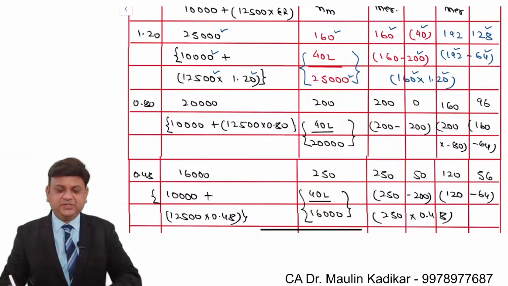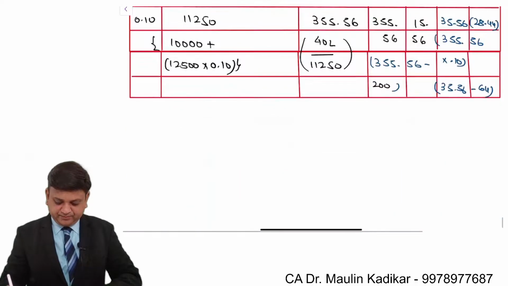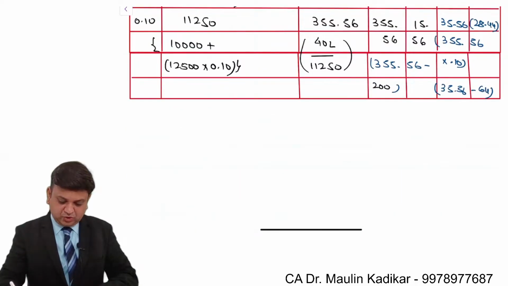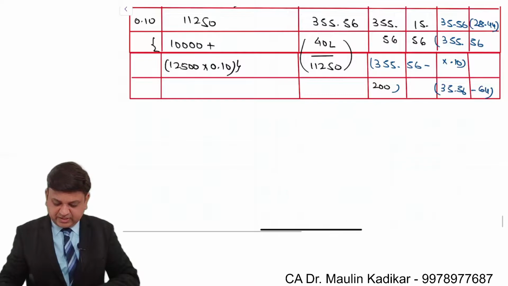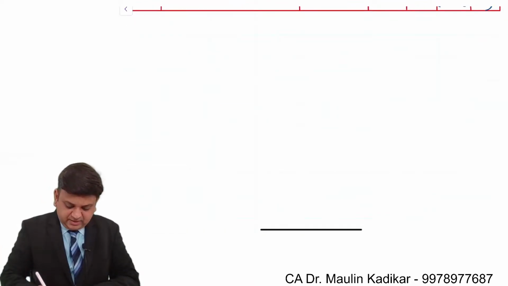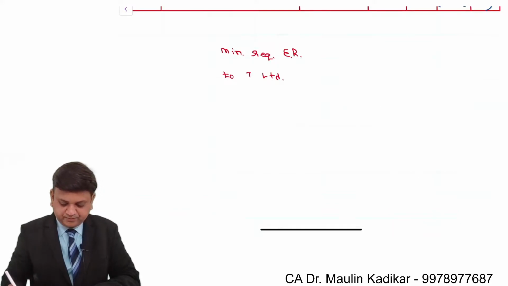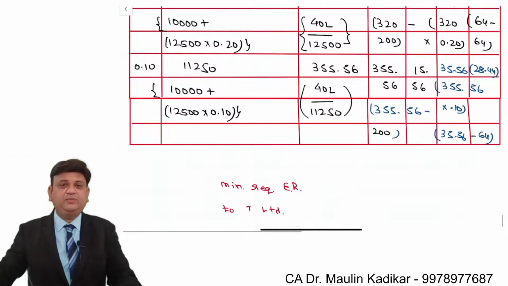So from examination point of view, the answer is over. However, I have a few questions to all of you. I request you to write answer in the chat box. I want you to tell me what is the minimum required exchange ratio to T Limited so that MPS attributable to it is not reduced post merger.